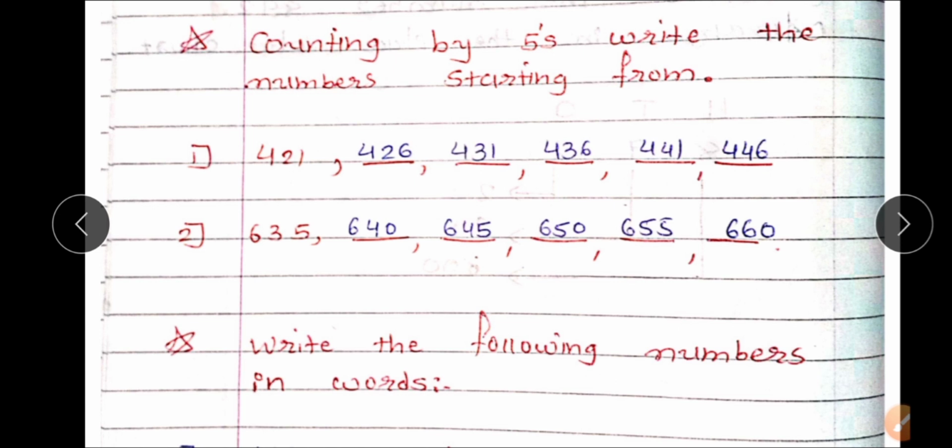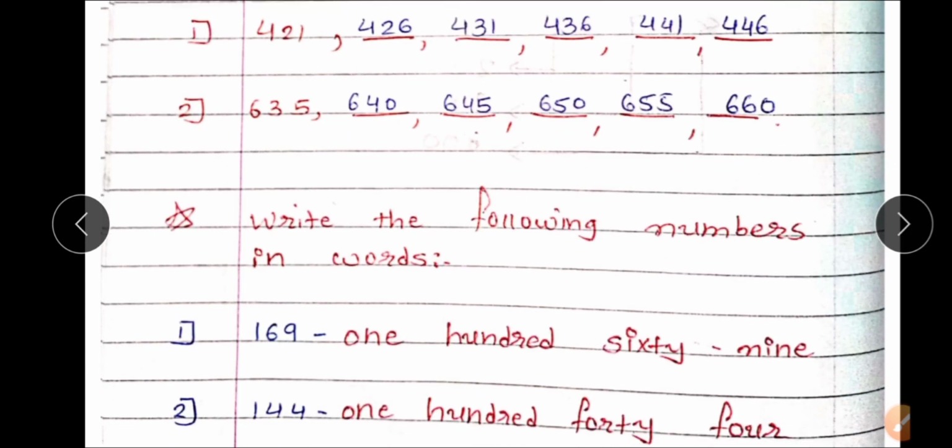426. Now 426, 427, 428, 429, 430. These 5 numbers we have to skip. Now which is the next number that will come? 431. Like this you have to skip 5 every time and write the numbers 436, 441, 446. For 635 you have to do it by yourself.